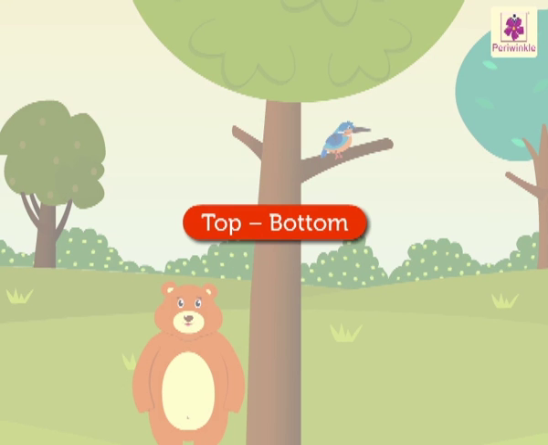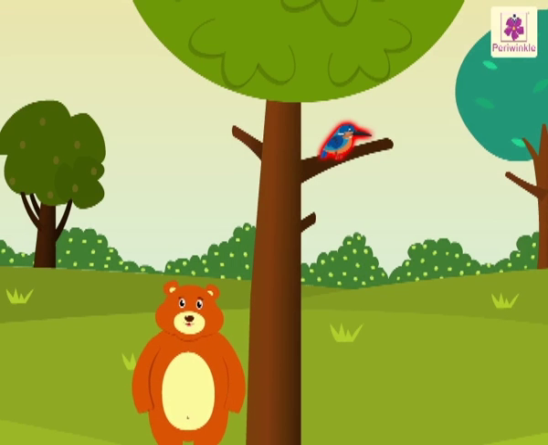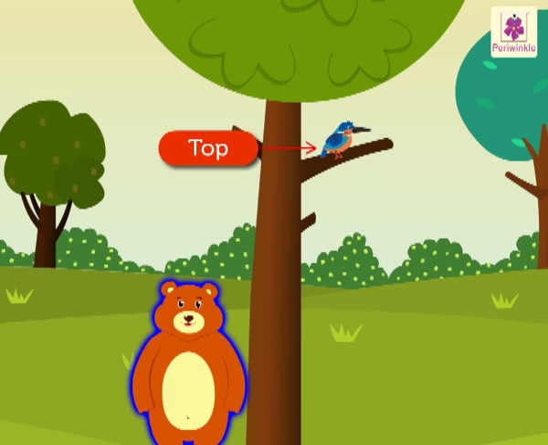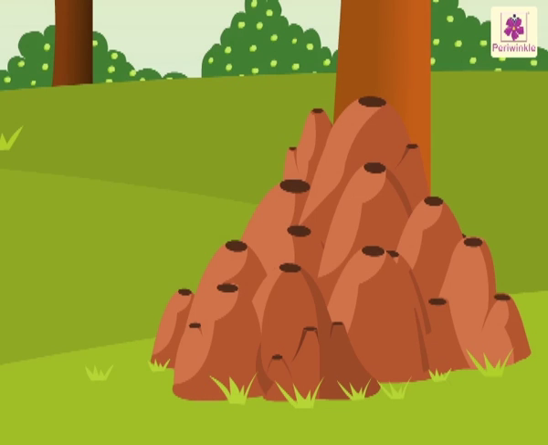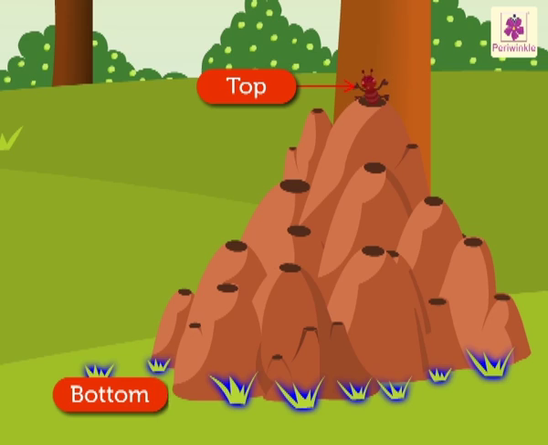Top, bottom. Can you see that bird? It is sitting at the top of the tree. And the bear is at the bottom. Now, look at the anthill. The ant is at the top of the anthill. The grass is at the bottom.